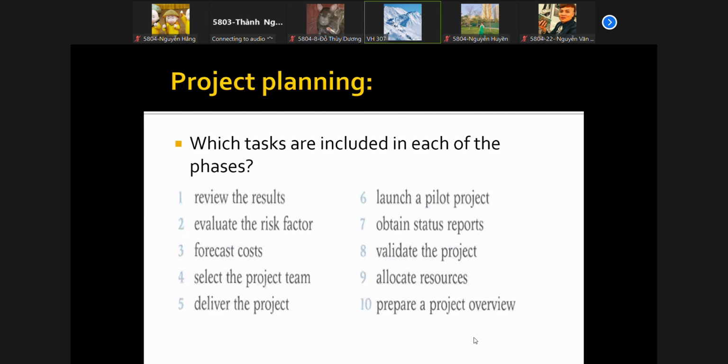Okay, now I will divide you into breakout rooms, and then after that, can you identify which tasks are included in each phase, right?